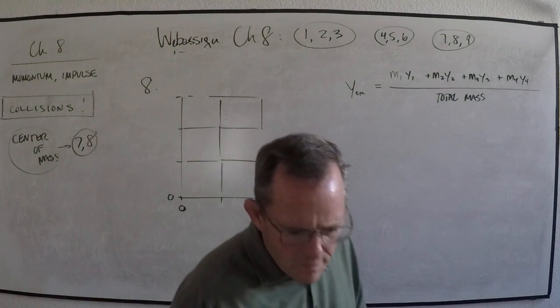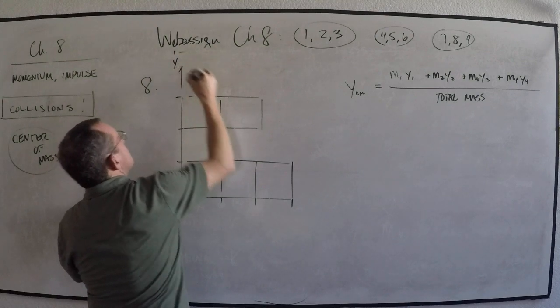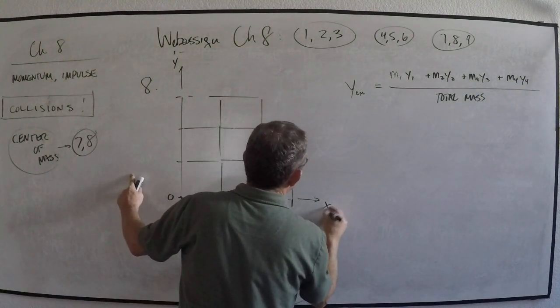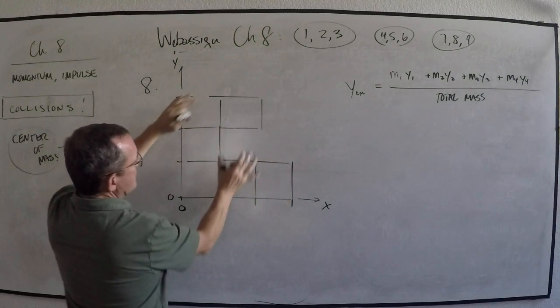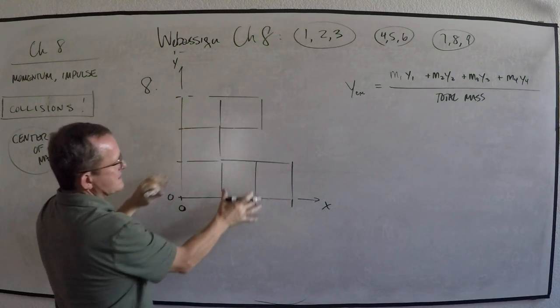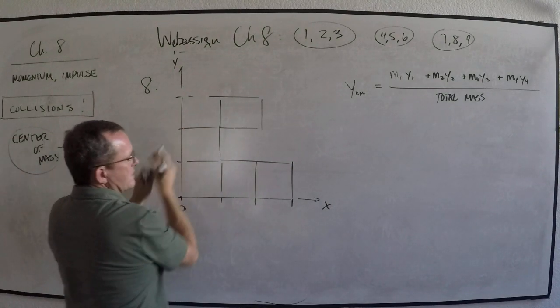And they say, find the x and y coordinates. If this is your y-axis, and this is your x-axis, find the x and y coordinates of the center of mass. So you know it's going to be somewhere. Notice this thing is heavier toward the bottom, right? And it's also heavier toward the left.